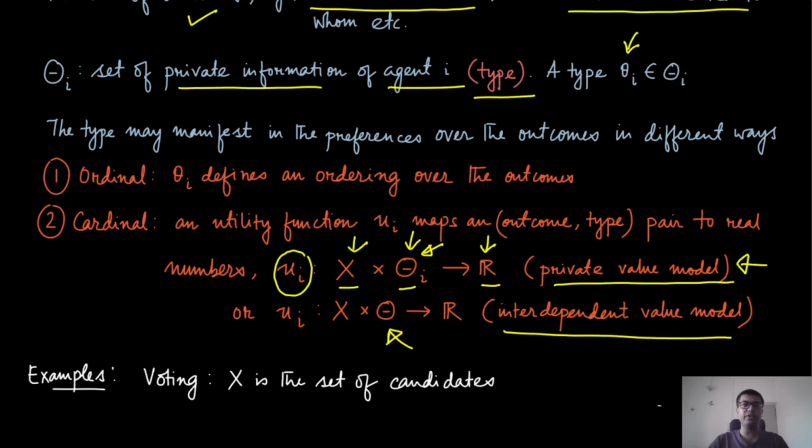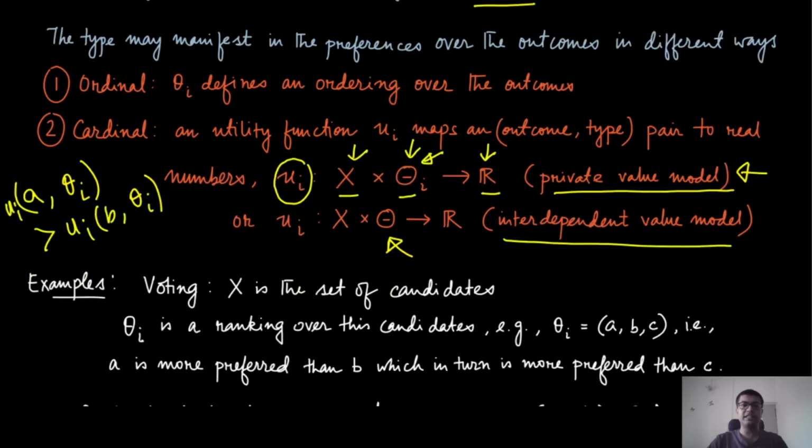Here you can think of it as also inducing some kind of preferences over the outcomes in this set X. Suppose agent I has a type theta I. Now if the utility of this player at outcome A is larger than the utility of the same player at a different outcome B, at the same type, then you can imagine that player I prefers A over B. That is another way of manifesting the preferences over the outcomes.